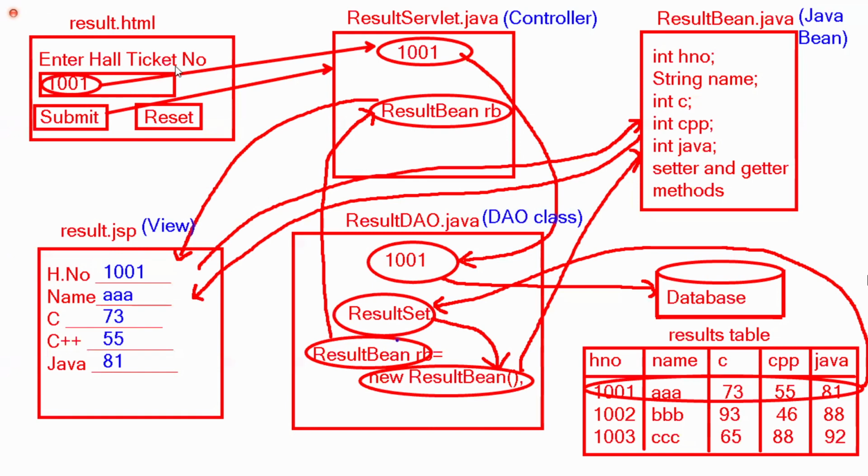Enter hall ticket number. You will enter one hall ticket number and click on the submit button. Then the request is passed to the Servlet. The Servlet will receive the hall ticket number. This hall ticket number is passed to one DAO class, data access object. It is a separate class I am writing. Instead of writing the data access logic in the Servlet, I'll make these separate. So the hall ticket number I'll pass to this DAO class. This DAO class will communicate with the database using JDBC. This hall ticket number's data is loaded as a result set. This result set data I'll place in the bean class through setter methods.